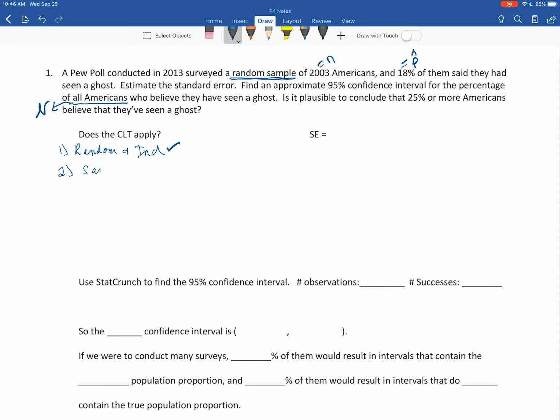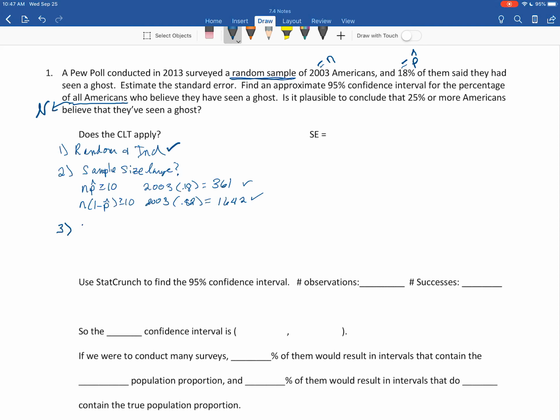We have to check, is our sample size big enough? So that's where we have to check, is n p hat greater than or equal to 10, and is n times 1 minus p hat greater than or equal to 10. Well, our n is 2003, and our p hat is 18%, and 1 minus 18% is 82%. So we have to find both of those. Both of these happen to be plenty bigger than 10. So we are good there. Sample size is large enough.